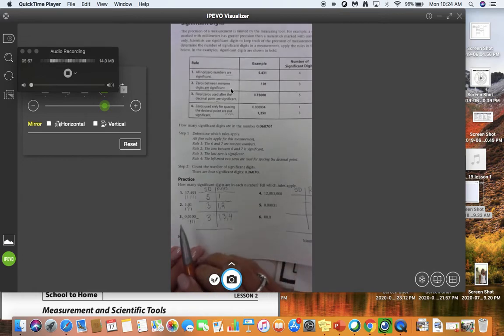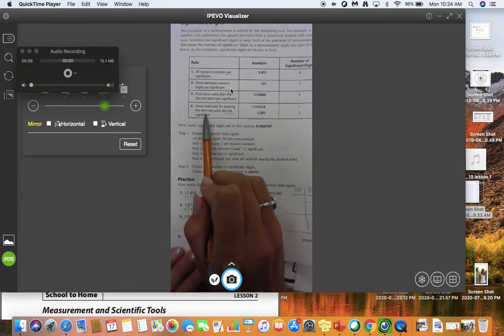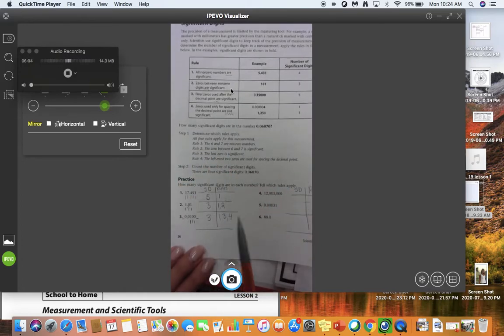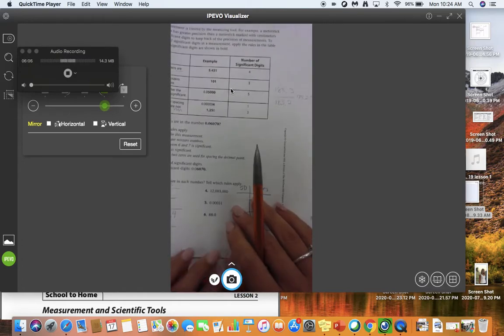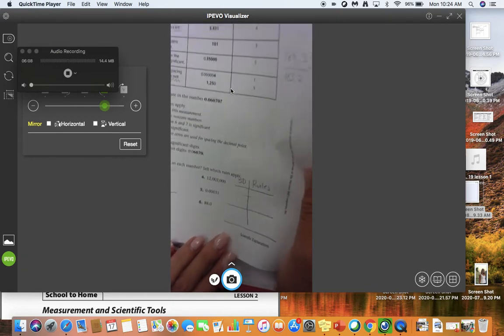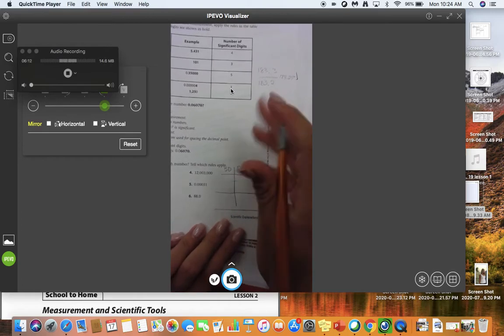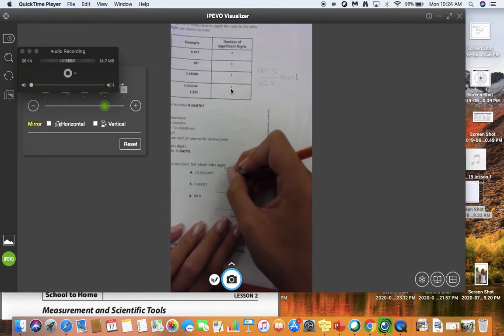So I have 1, 2, 3 significant digits, and I used rules 1, 3, and 4. This one was not significant because that's based on rule 4. It says they're not significant, but I still applied that rule. Okay, let's look at number 4.